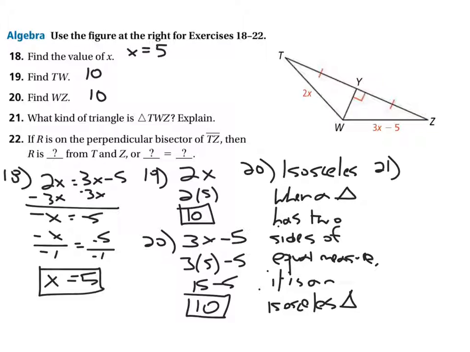Sorry, that was 21. I made a mistake there because 20 was below number 19. So this then is 22. This is our last one. And what's 22 asking us? It's asking to fill in the blanks. If R is on the perpendicular bisector of segment TZ, then R is what? And the word that we're looking for, I'm going to see if I can write this neatly, is equidistant.